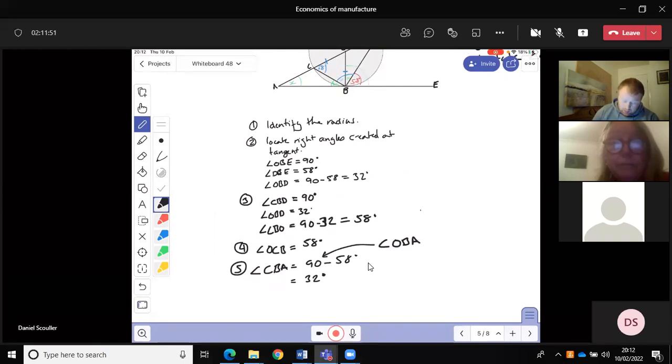Okay, so what have we got? We've got this angle in here, we've got an angle up here, but I'm missing two other ones. I'm missing this angle here, and I'm missing this angle here.